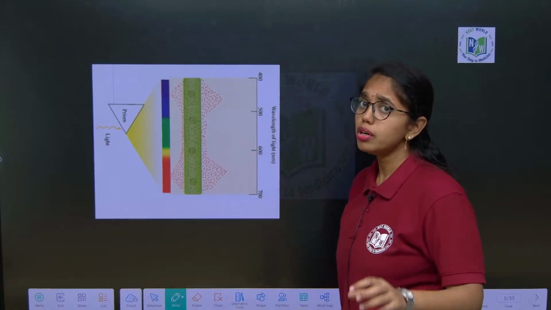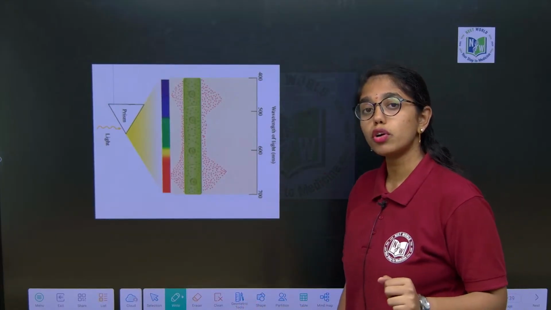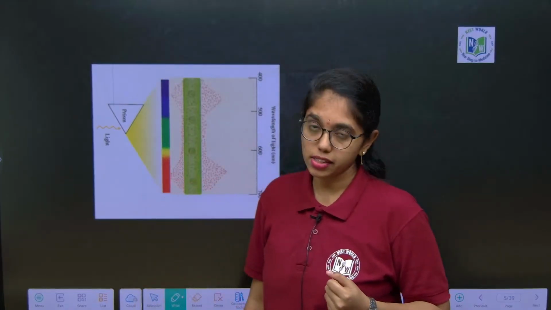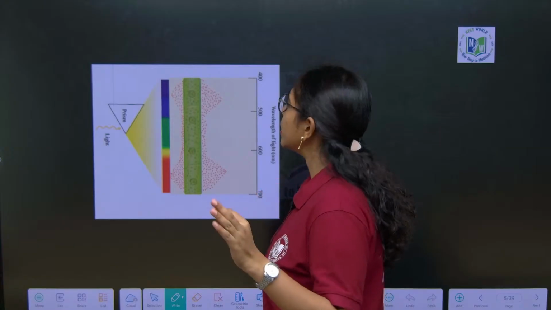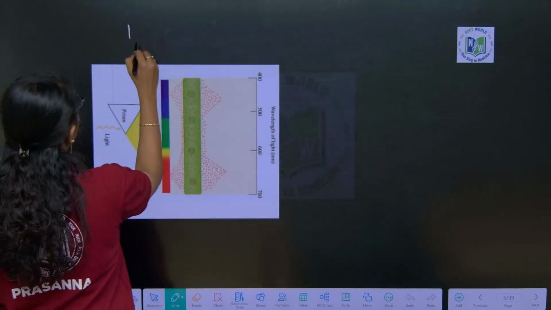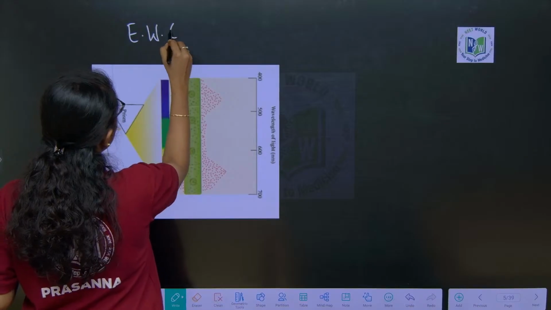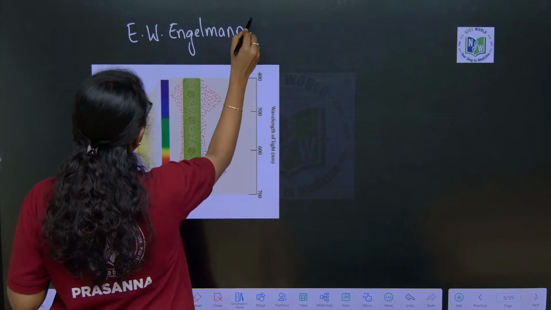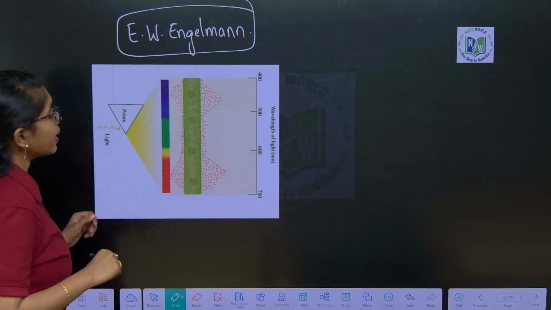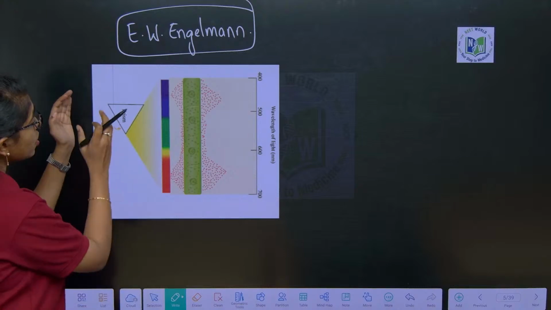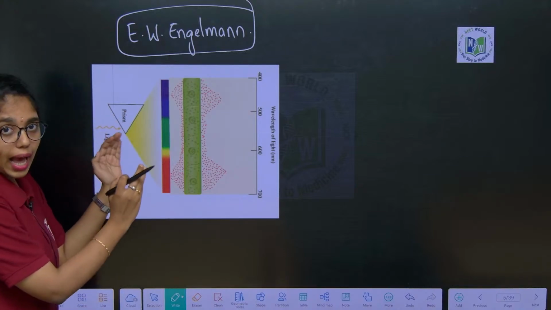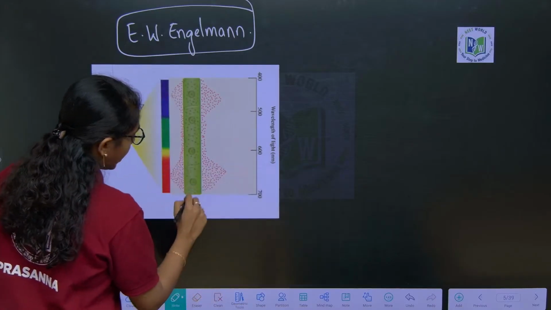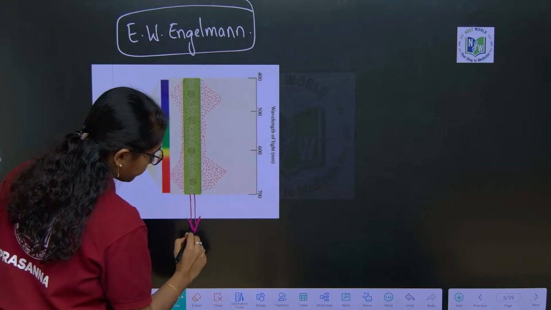Now, sunlight is essential for the process of photosynthesis, is said by Jan Ingenhousz. But what spectra of sunlight is essential for photosynthesis is dealt with by T.W. Engelmann. So what did Engelmann do? He took a filamentous alga, that is Cladophora.